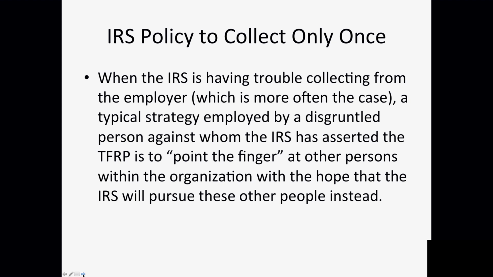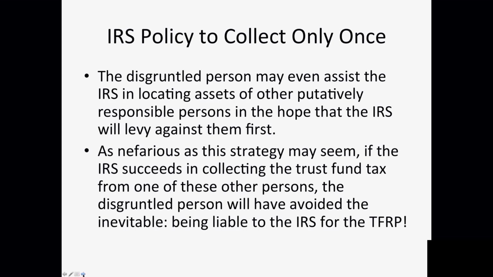Oftentimes, the employer doesn't have the funds to do so, and when that happens, the responsible person will start naming the names of other individuals and pointing the finger at other individuals who potentially are liable for the penalty or may even have more culpability for the penalty. The disgruntled person may even assist the IRS in locating assets of other putatively responsible persons in the hope that the IRS will levy against them first.